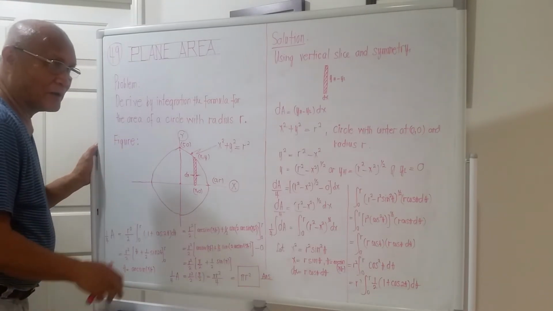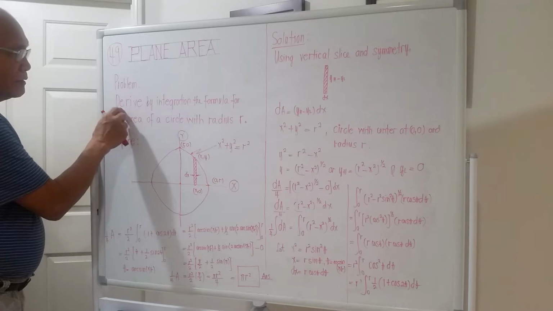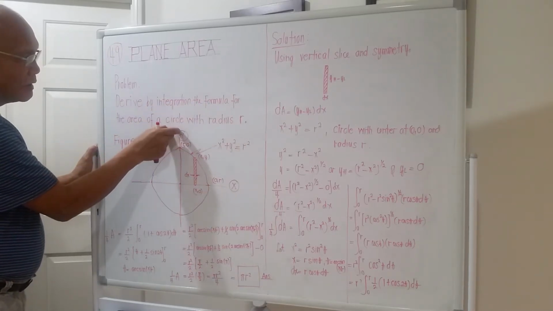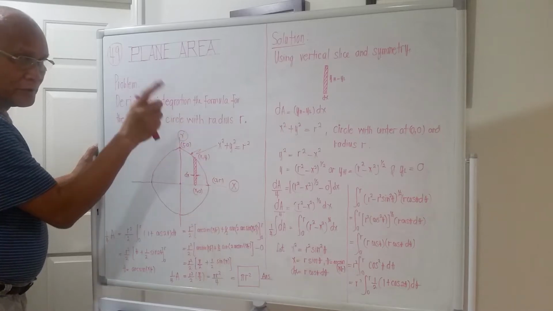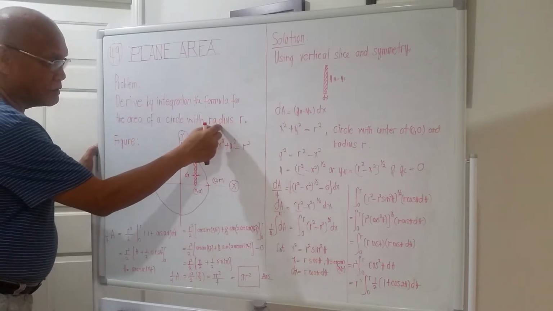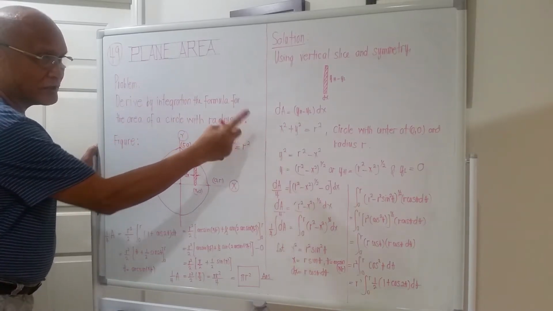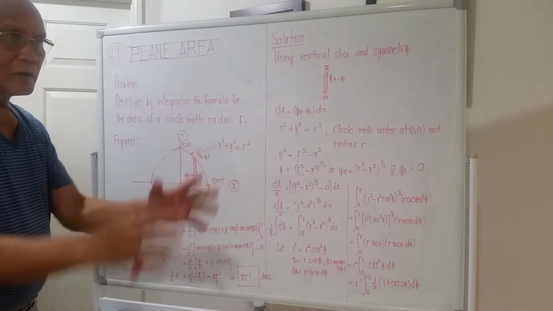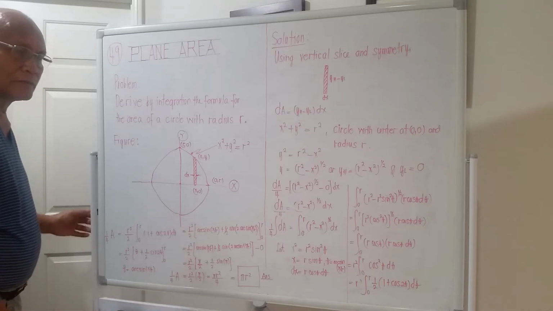I will read the problem. Derive by integration the formula for the area of a circle if the radius of that circle is radius r, designated by small letter r. Okay, let's bring out the solution.